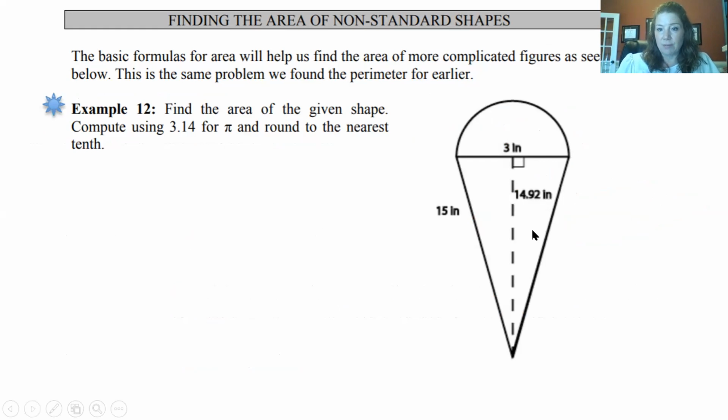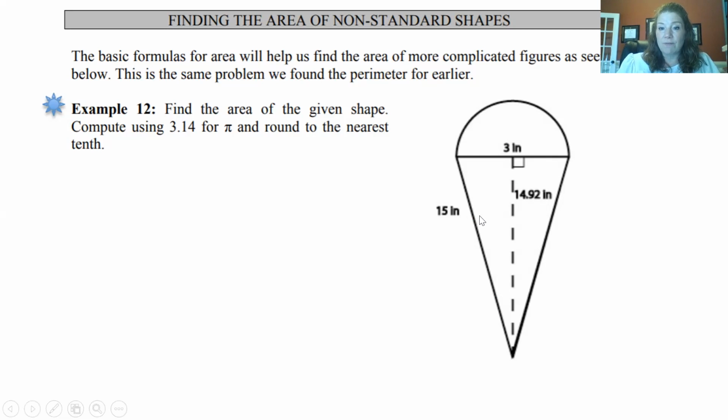All right, so the figure on the bottom is a triangle. And the figure on the top is half a circle. So we're going to find the area of half a circle. We're going to find the area of a triangle. And the last thing we do is add those two areas together.